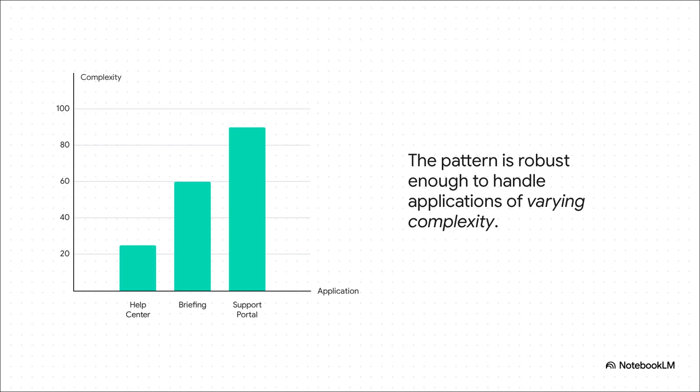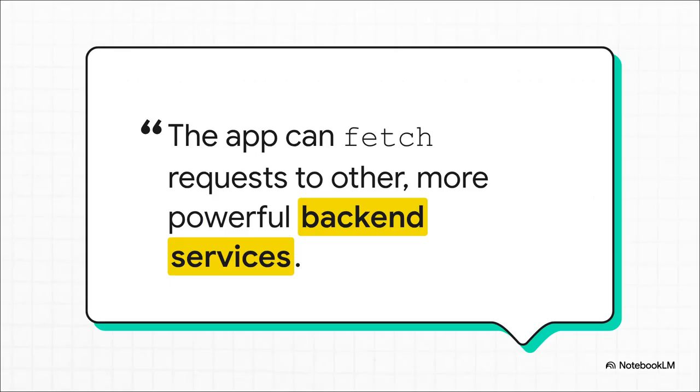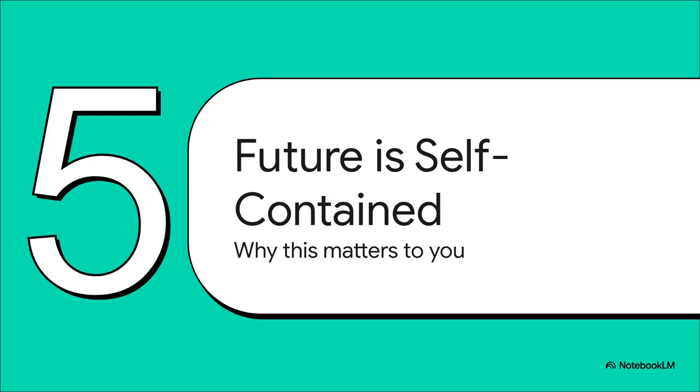You can start small and simple with something like the Help Center, but the pattern is totally robust enough to handle the trickier logic of the briefing app and even the high complexity of that AI support portal. And this is the secret to making that high-complexity stuff work. That self-contained app doesn't have to do everything by itself. As you can see in the code for the support portal, it can make fetch requests out to other, more powerful back-end services, in this case to talk to an AI. So it's your front end, but it's also the smart gateway to more powerful backends, all in that same single file. All right, let's wrap this up.